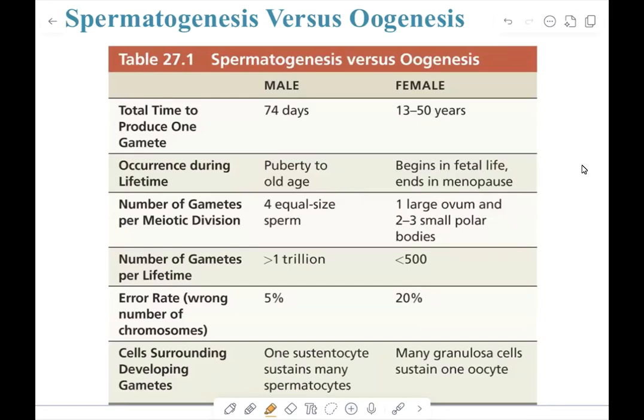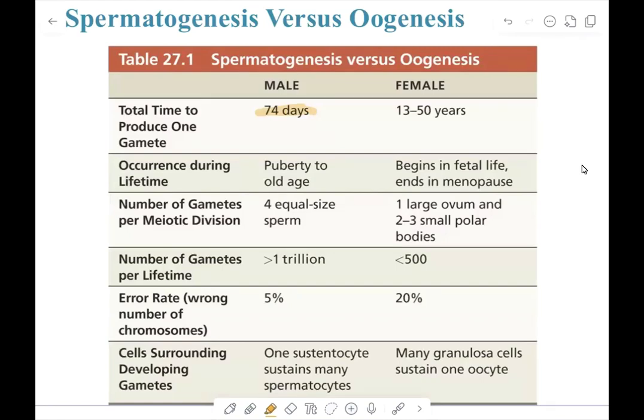In this slide, we're going to look at the differences between spermatogenesis and oogenesis. So the total time to produce one gamete in the male is about 74 days. This includes the journey throughout the various parts of the seminiferous tubules and the epididymis.